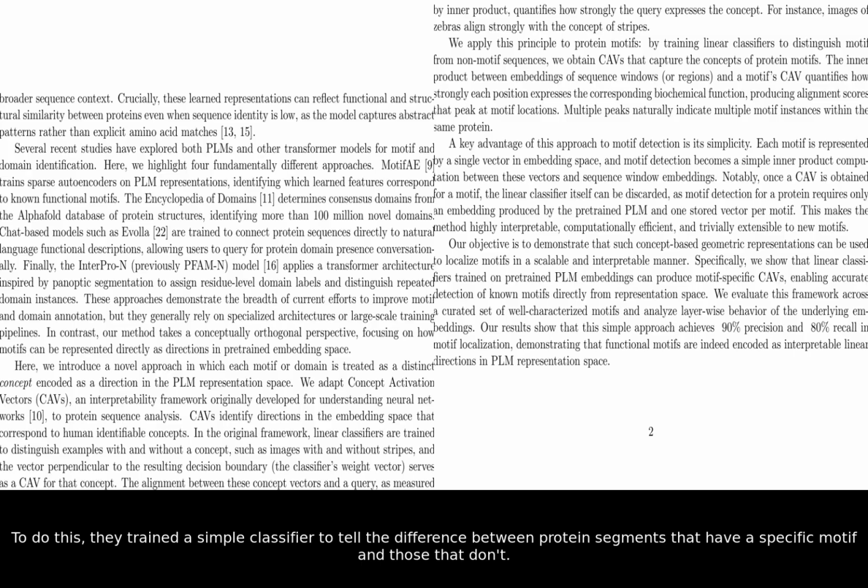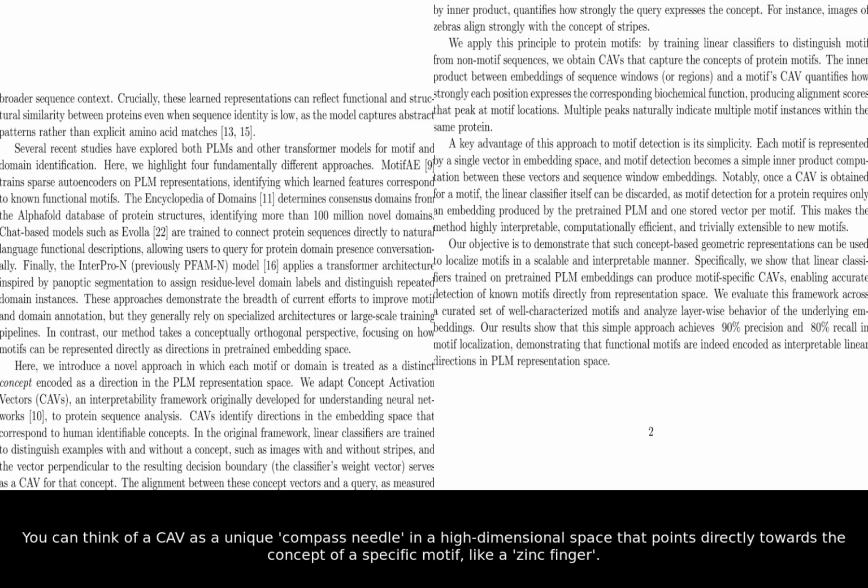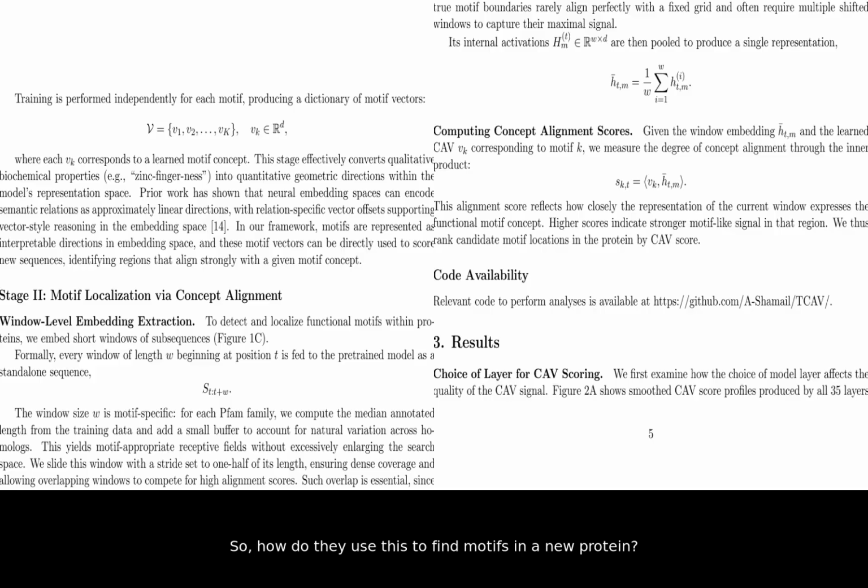To do this, they trained a simple classifier to tell the difference between protein segments that have a specific motif and those that don't. The result of this training is something called a concept activation vector, or CAV. You can think of a CAV as a unique compass needle in a high-dimensional space that points directly towards the concept of a specific motif, like a zinc finger. So, how do they use this to find motifs in a new protein?